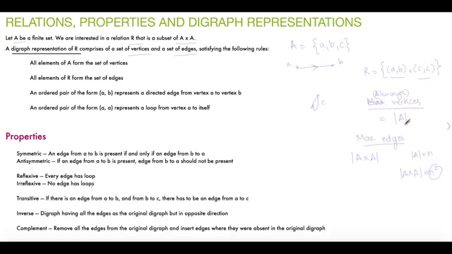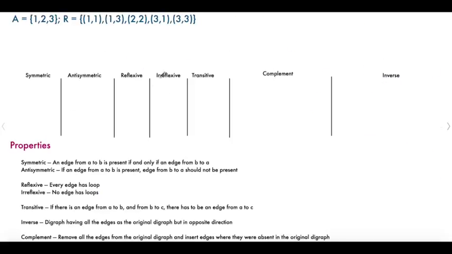Okay, so let's see how we can apply this to an actual example. So we have here 1, 2, 3. (1, 1) is the first ordered pair. (1, 3) is the second ordered pair. (2, 2) is the third ordered pair. (3, 1) is the fourth ordered pair. And (3, 3) is the fifth ordered pair. So this is 1, this is 2 and this is 3.